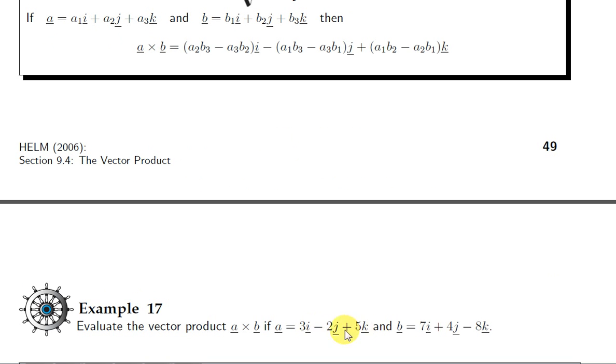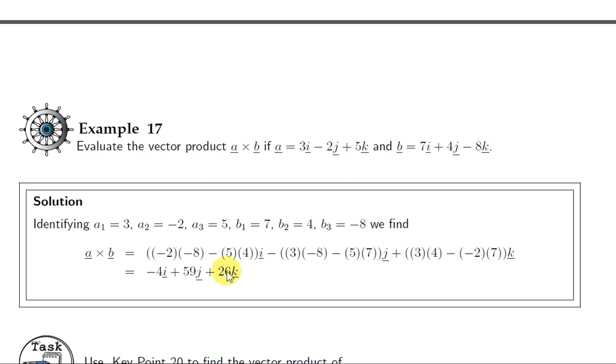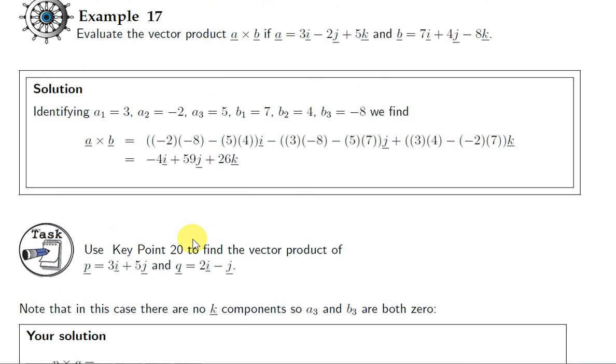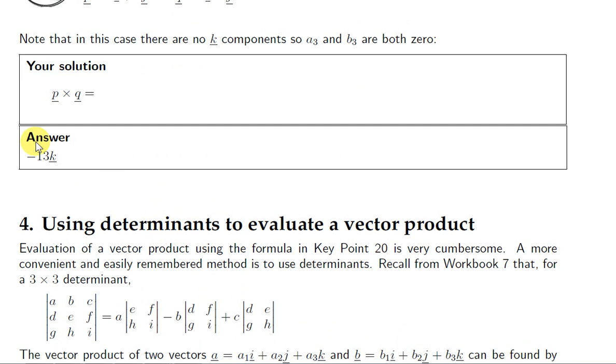So let's take an example. Here's vector A and here's vector B. So you can see a1 is 3, a2 is minus 2, a3 is plus 5, b1 is plus 7, b2 is plus 4, b3 is minus 8. We just plug all those numbers into this thing here. So anyway, this is what we get now. In future we will use the determinant method to do this. Here's an example that has no k components. So a3 is 0 for vector P, b3 is 0 for vector Q. So that simplifies things a little bit. Anyway, I won't go through that one.